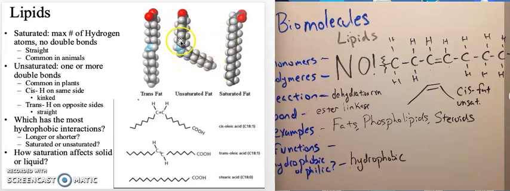Unsaturated fats that have a double bond, cis unsaturated fats, are kinked, and so they push the neighboring fats further away, and that allows them to remain fluid at room temperature. So unsaturated fats are things like vegetable oil, olive oil, and they're typically made by plants. But we have this one other example over here, which is a trans fat.